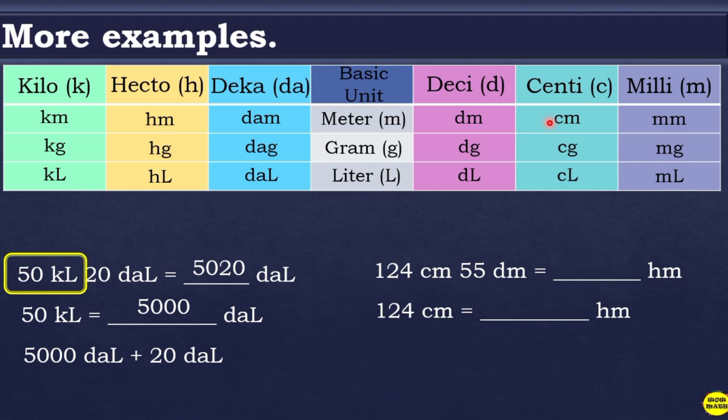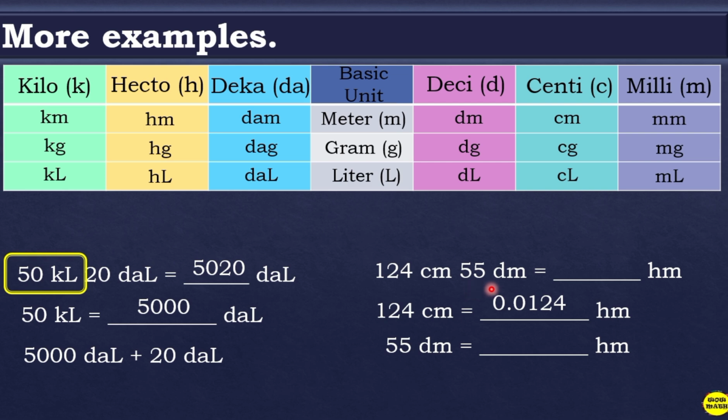So, from here, 1, 2, 3, 4. Four. Again. 1, 2, 3, 4. Four moves to the left. So, the decimal point is here. 1, 2, 3, 4. There is one vacant. Okay. So, from here, 1, 2, 3, 4. So, 124 centimeters is equivalent to 0.0124 hectometers.